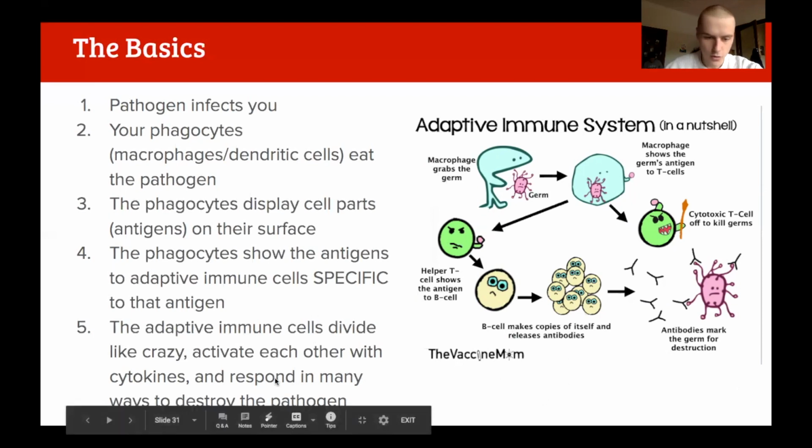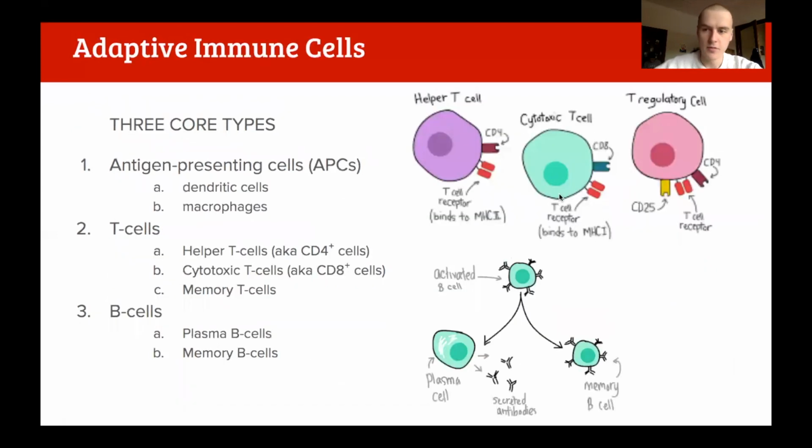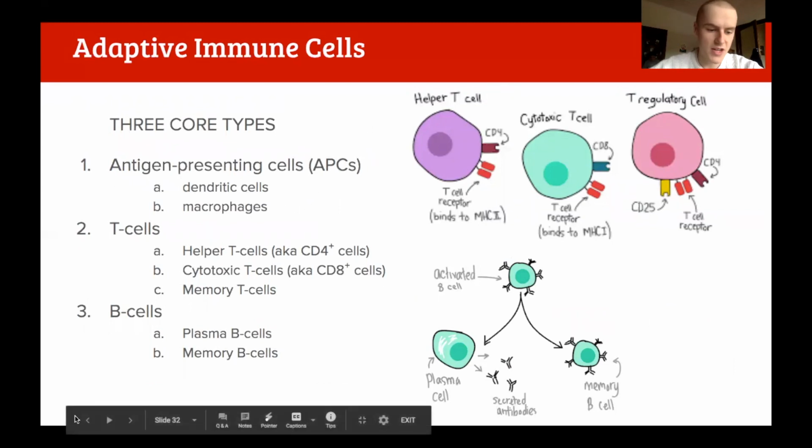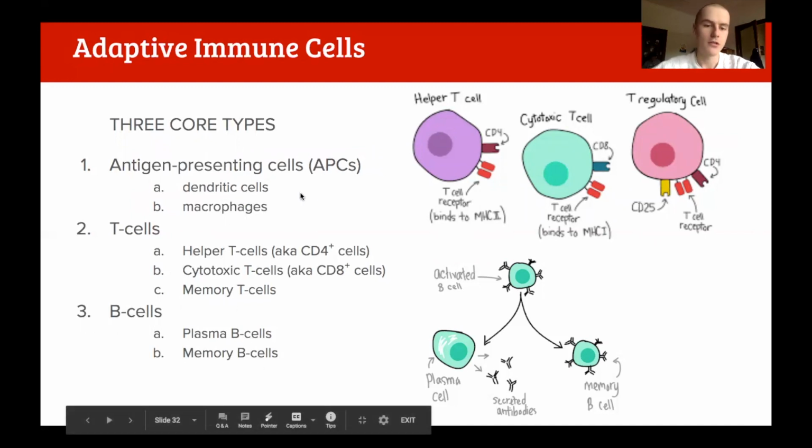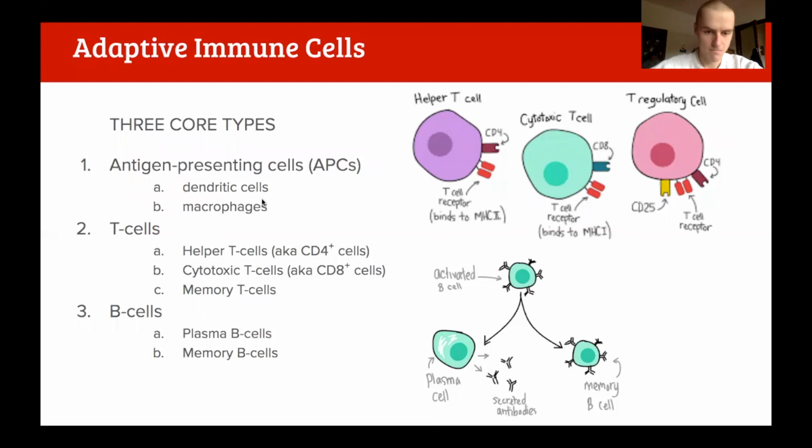All right, let's have a look at our adaptive immune cells. We've got three main types to fill out the roles of this story. We've got our antigen-presenting cells. Those are the phagocytes I was telling you about. There's a few main types. The first two are the most important, dendritic cells and macrophages. But it's worth noting that B cells may also be professional antigen-presenting cells. So these guys have a few key features. One of those is a class 2 MHC marker, and we'll learn about what all that means. Their job is to eat pathogens and display bits of them on the surface.